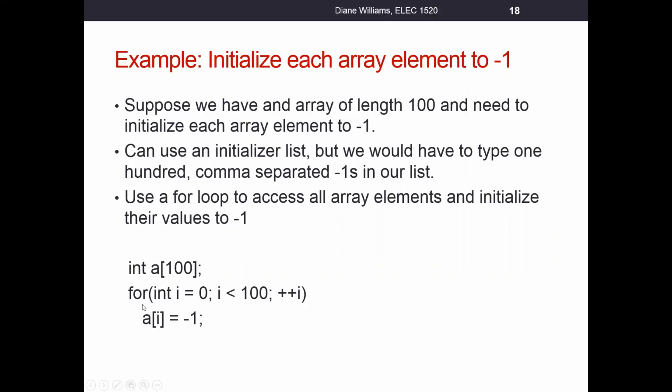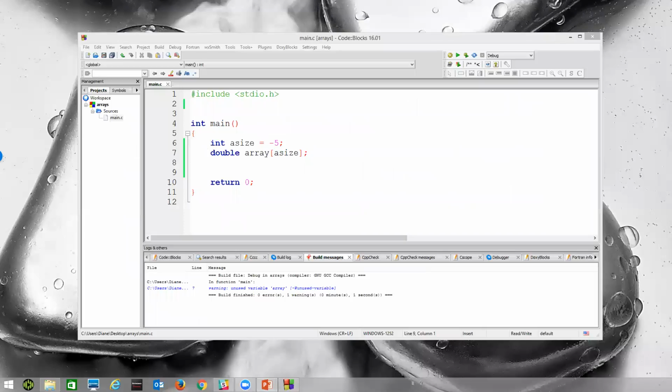I've got a for loop here. I declare i, setting i equal to 0, and as long as i is less than 100, so 0 through 99, this condition will be true. I'm going to store -1 at A at index i. The first time through, this will be A at index 0. The next time through, A at index 1. Let's actually take a look at that running in a C example, so you can see how to write a complete program to do that.